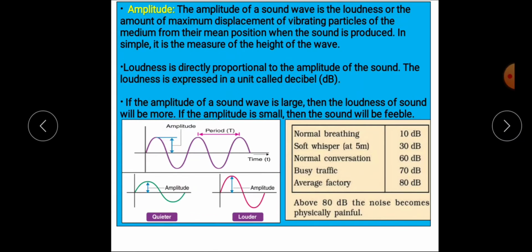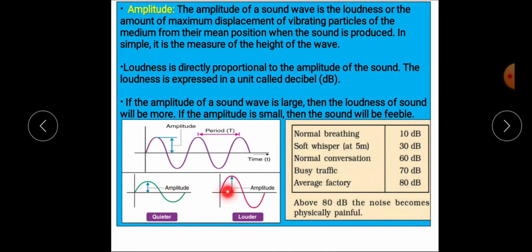For example, when we speak in our normal tone and when we whisper, which one is louder? When we talk in our normal voice or when we shout, that will have higher amplitude and those sounds will be loud. And when we whisper something, the sound is very feeble. It is not loud, it is feeble. Then the amplitude will be low.